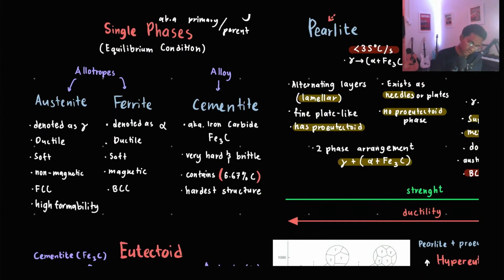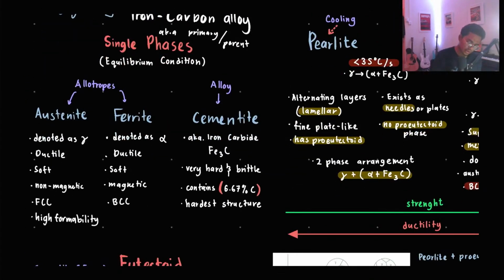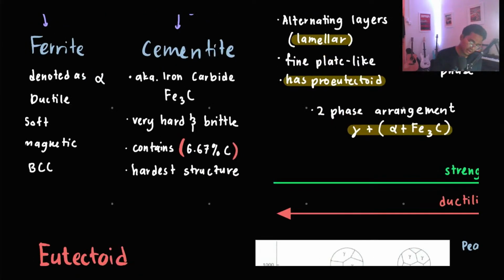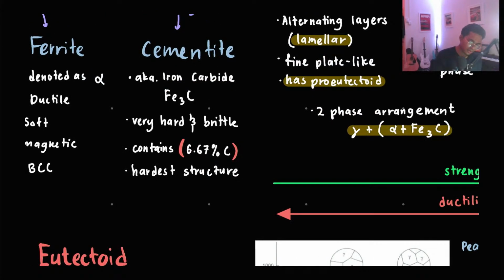Okay, so now we talk about the cementite. Cementite is the carbide, which is the alloy. It contains 6.67% of carbon, and it is the hardest structure in the phase diagram.